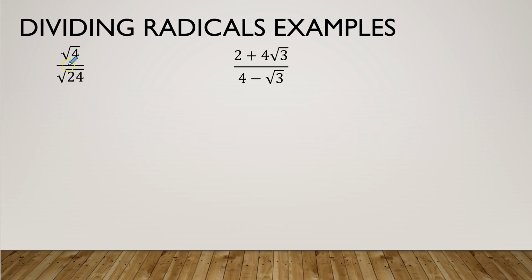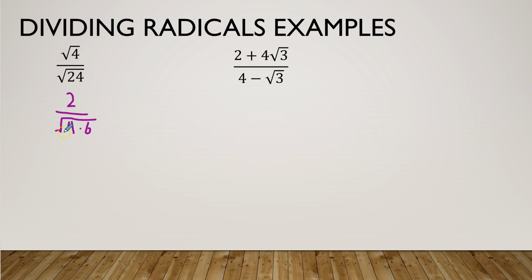So focusing on the example on the left, I'm going to try to just simplify these two radicals before I do anything else. Because I know that the square root of 4, that's a perfect square, it's just 2. But on the bottom, I know that the square root of 24, well, 24 is divisible by 4 times 6.